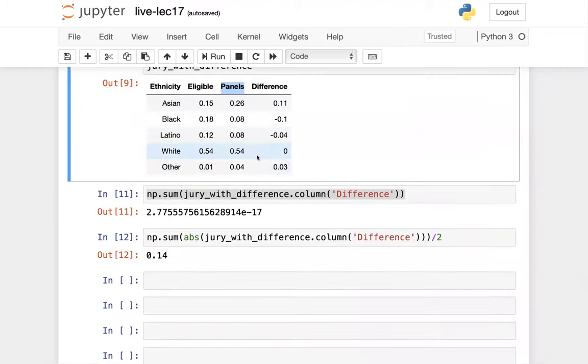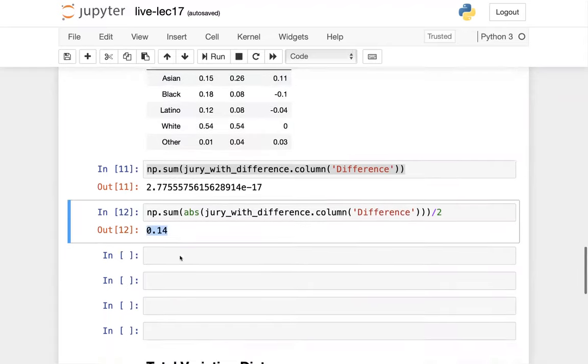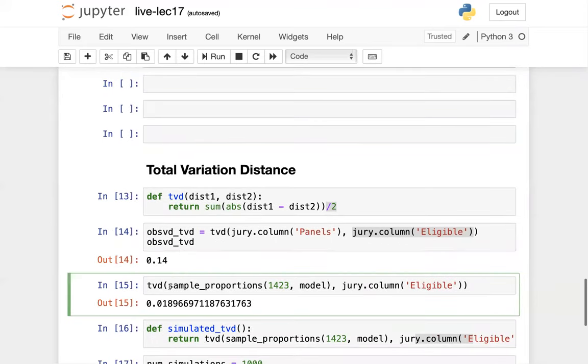And so TVD essentially represents just the difference between two distributions. So it's like, how far apart are they? Are they really similar to each other, or are they really far apart? That's all it's saying here. So in this case, what this is saying is these two distributions are about 0.14 apart. Whereas when we did a random sample of 1,423 people from the model, they were only 0.01 units apart.